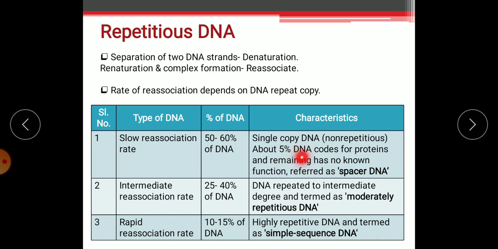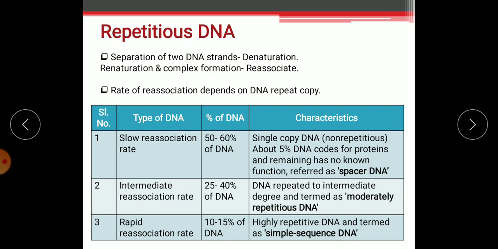Mainly 5% are the protein coding DNAs, and they are non-repetitious. These mainly comprise 50 to 60% of the DNA. Then the second one, which is 25 to 40% of the DNA, is the moderately repetitious DNA. Their repetitive rate is of intermediate degree, so they are called moderately repetitious. From the term we can assume that the reassociation rate is also intermediate.